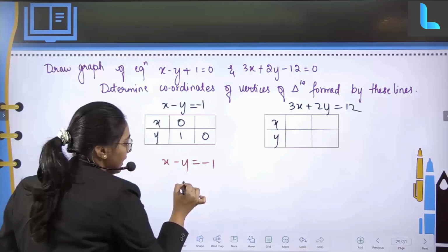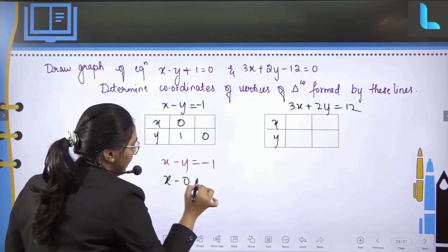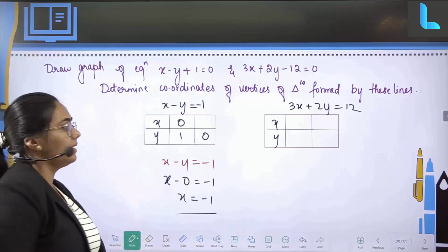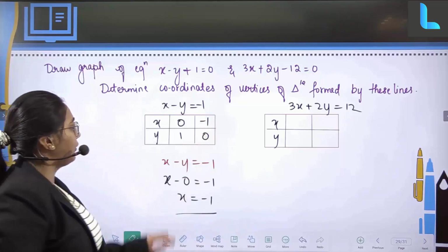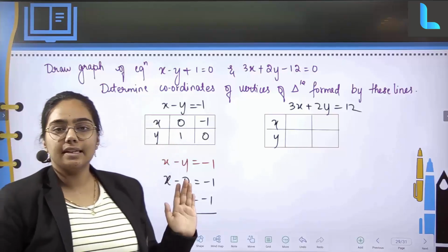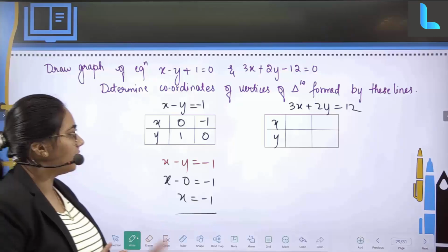Suppose y is equal to 0 is what I have put. x minus 0 is equal to minus 1. x is going to be equal to minus 1. So if I put x as 0, I'll be getting y as 1. Similarly, if y is 0, x is equal to minus 1. This is sufficient for us.